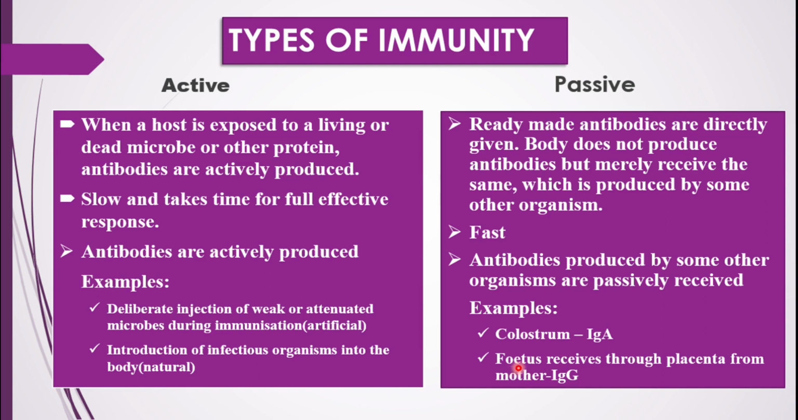Another method is, when we were all small fetuses, we received IgG, antibody G, from our mother through the placenta. So both these are passively received antibodies which all of us have. So both are different. In one, we are developing antibodies by our immune system, whereas in passive immunity we are just receiving it from some other source.